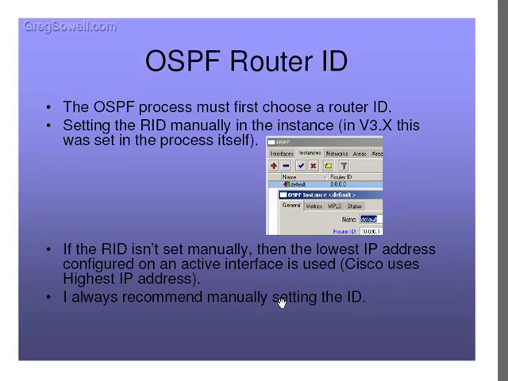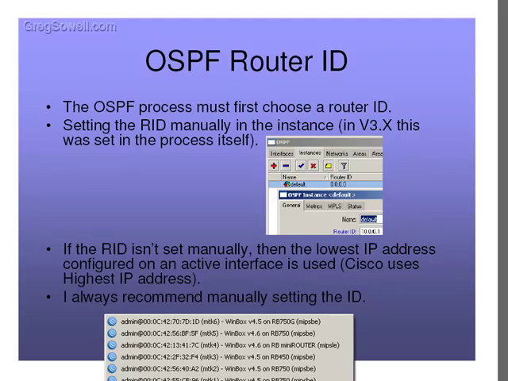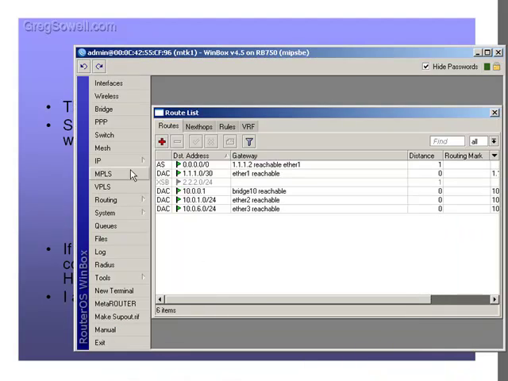If you don't manually set it, it'll use the lowest IP address configured on an active interface. Cisco uses the highest IP address, starting on a loopback interface, and then using any up interface. Like I said, I suggest manually setting it, and we'll do that on router 1.